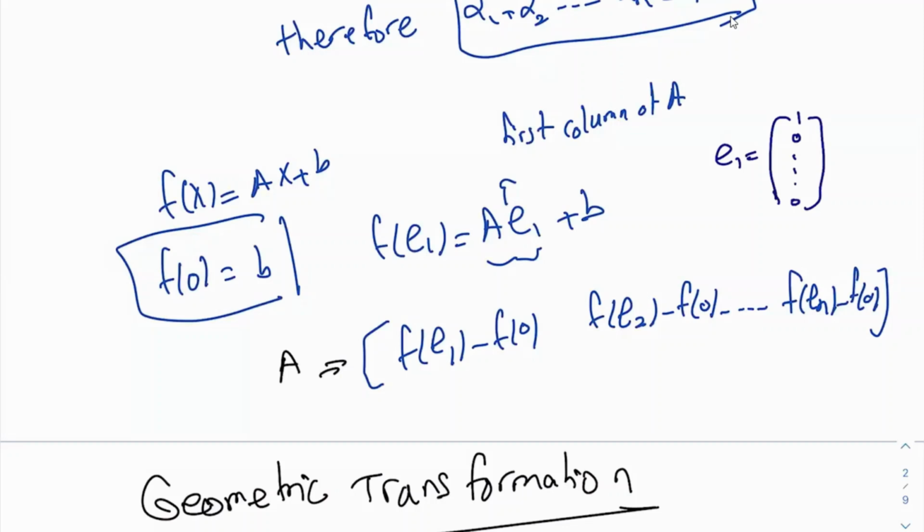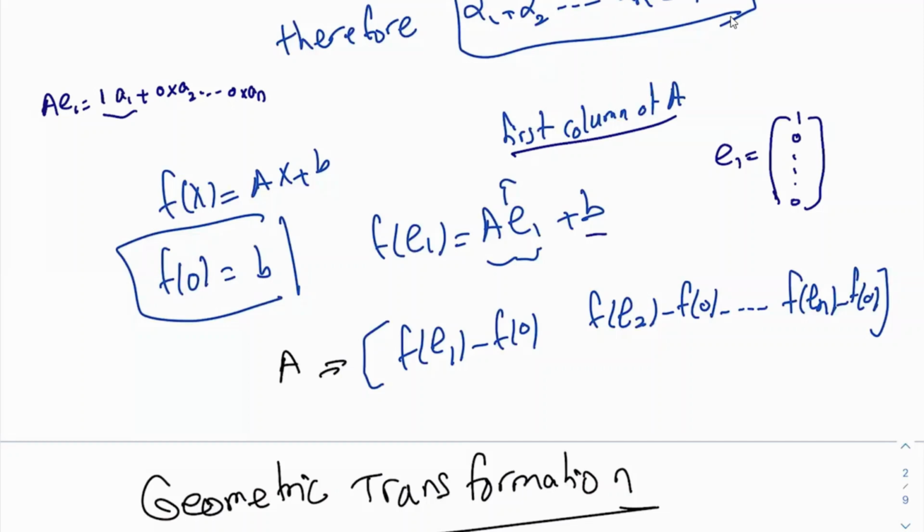Okay. Now, what does it give you? A times E1. Remember we talked about the concept of matrix vector product, and I told you that matrix vector product is equal to a linear combination of columns of a matrix. This is the same thing. A E1 is 1 times A1, where A1 is the first column of A, plus 0 times A2, all the way to 0 times AN. We have n columns. So it gives you the first column of A. That's what I wrote here, plus B, right? So f of E1 minus B gives you the first column of A.